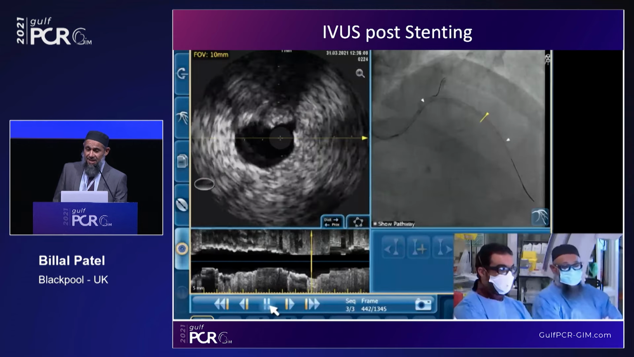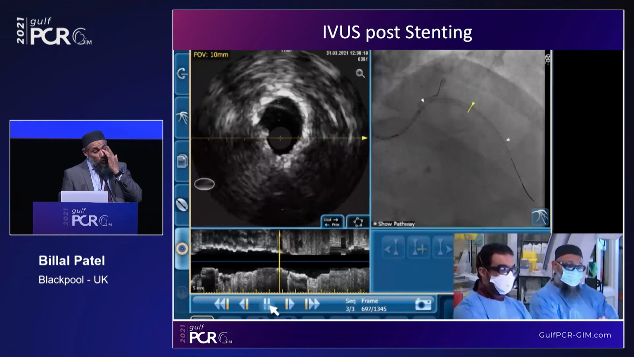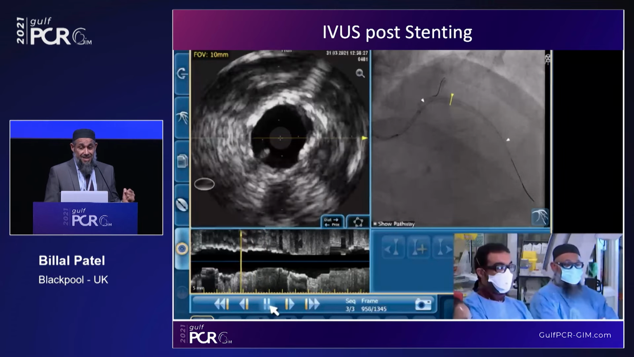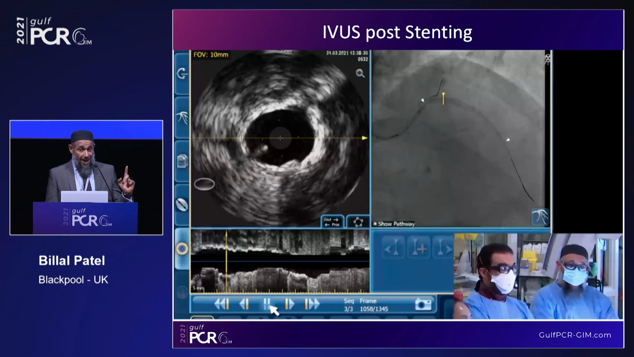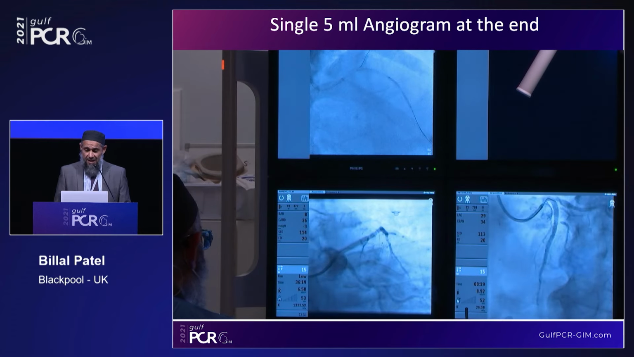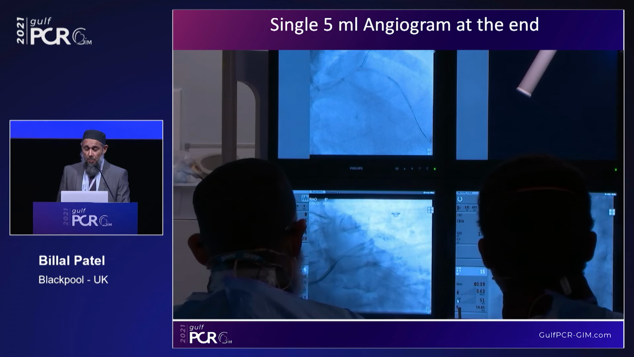We post-dilate and then do our IVUS run, and the IVUS shows there's a little bit of eccentricity, but generally you've got a good stent expansion with a good minimal stent area here. So the question is, do we do an angiogram at the end? Our practice is that we would do 1 angiogram at the end just with 5 mils of contrast. And this is the angiogram done at the end, a single shot, and the main reason is to look for any complication, particularly distal vessel perforation.